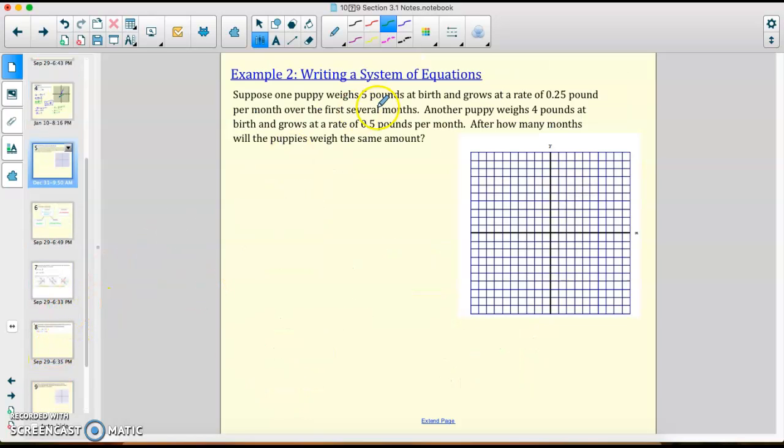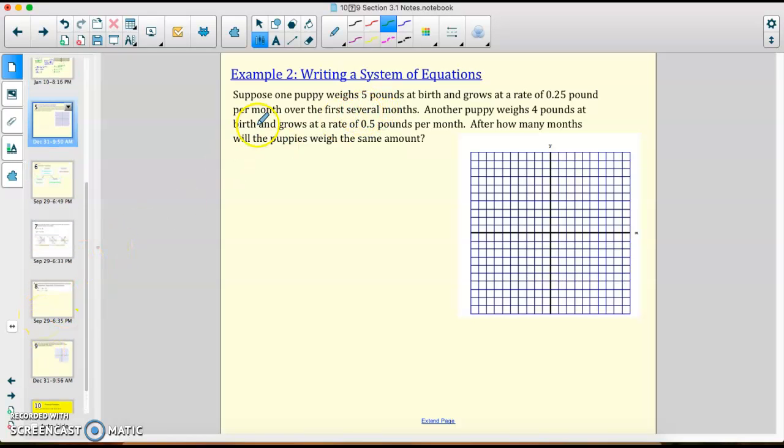All right. So writing two systems of equations. Suppose one puppy weighs 5 pounds at birth, and then they grow at a rate of 0.25 pounds per month over the first several months. Okay, so let's first off write that in an equation.